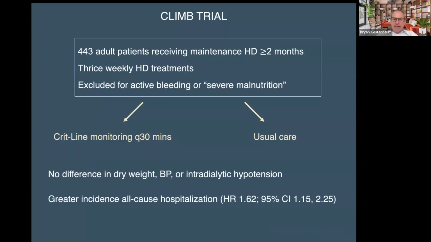So in this study, the Crit-Line monitoring did not result in any change in dry weight or blood pressure or episodes of intradialytic hypotension. There was a paradoxical increase in hospitalizations observed in the study, but this was not seen in subsequent studies of devices or clinical management of dry weight.